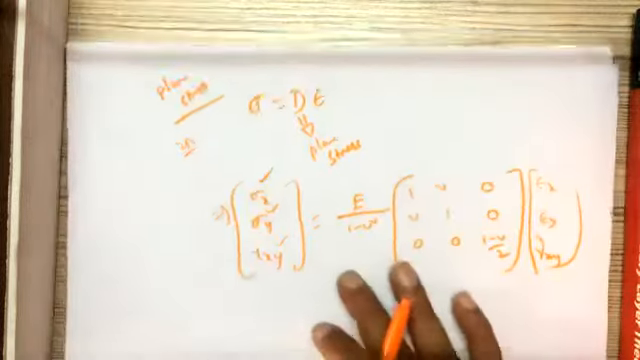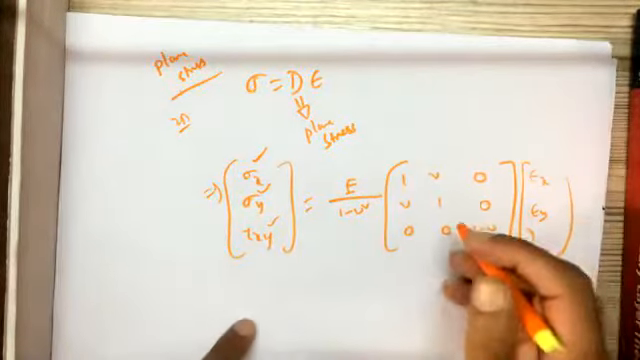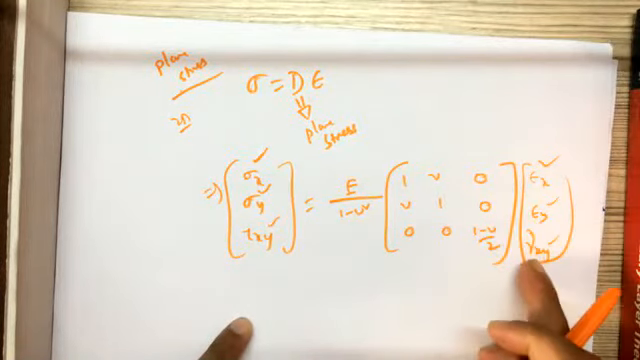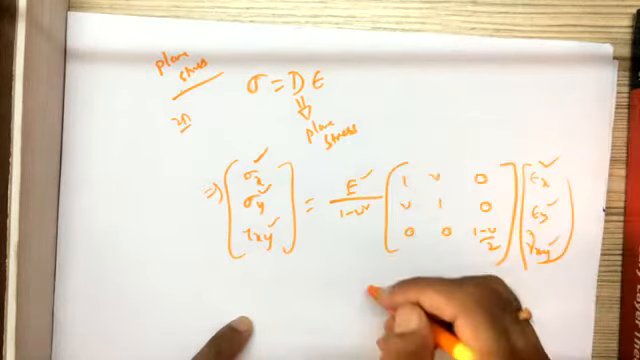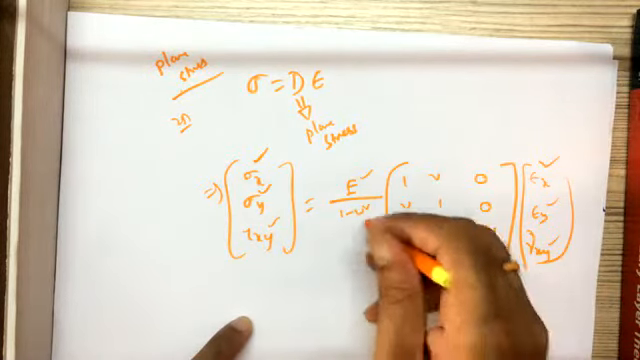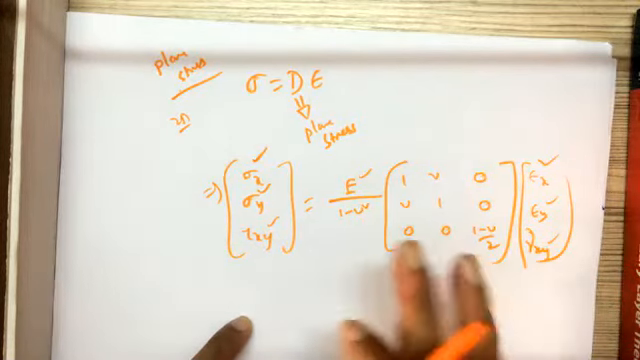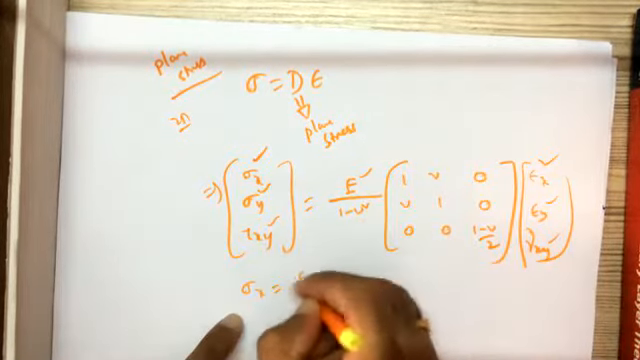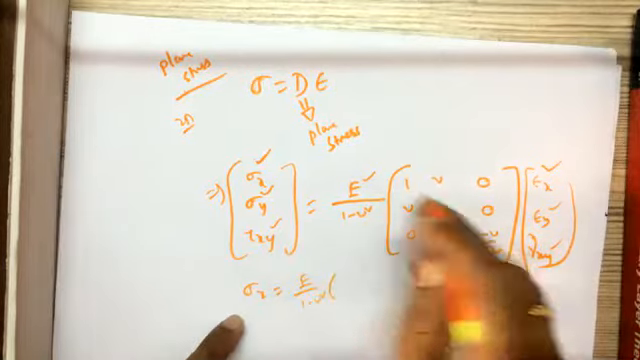Right? So what you need to find? You need to find epsilon x. We are asked to find this matrix: epsilon x, epsilon y, gamma xy. You know E value, Young's modulus is given, Poisson's ratio is also given. So you know everything. So how to find out? Sigma x is equal to E by 1 minus nu square into 1 into epsilon x.